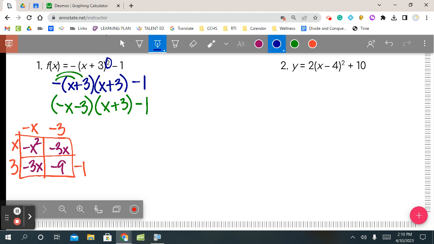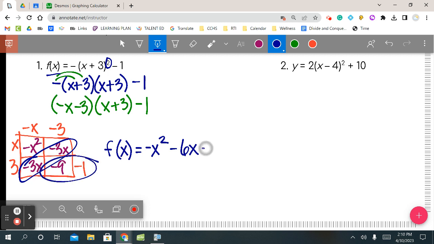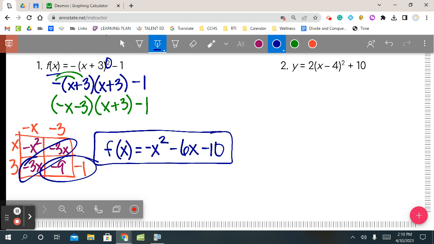So bringing that out, I'm going to get what's f of x? Because whatever I started with, which was f of x equals -x squared. Combine your diagonals, so we're adding them together. So we're going to get -6x, and then -9 and -1 is going to give you a -10. And that is your answer.